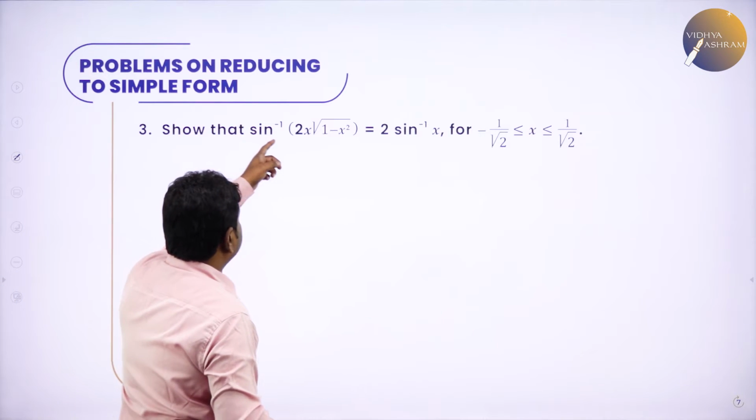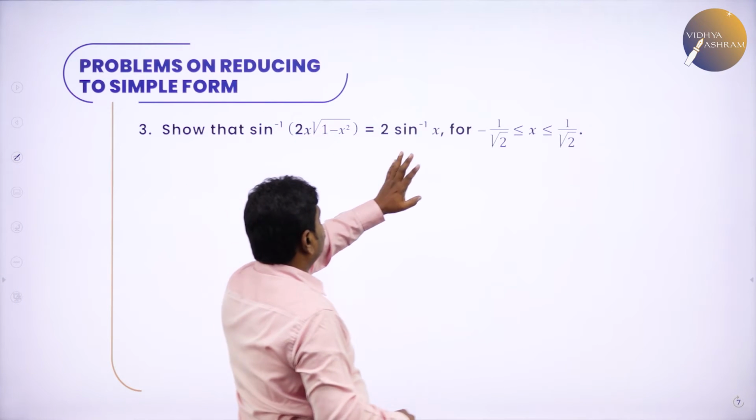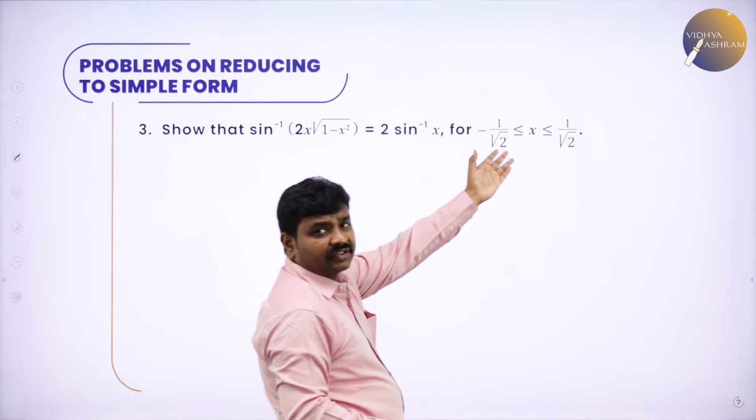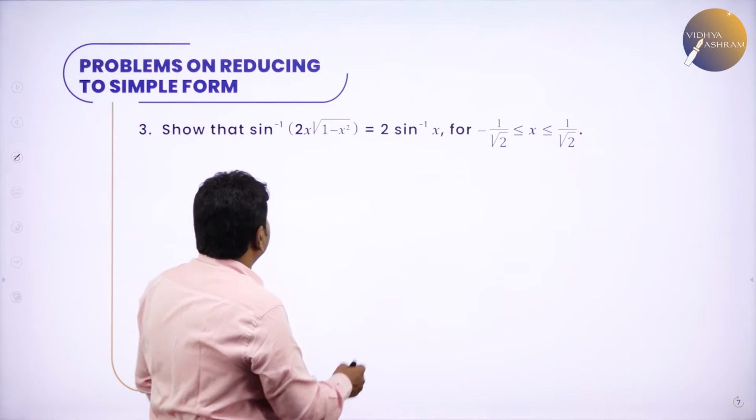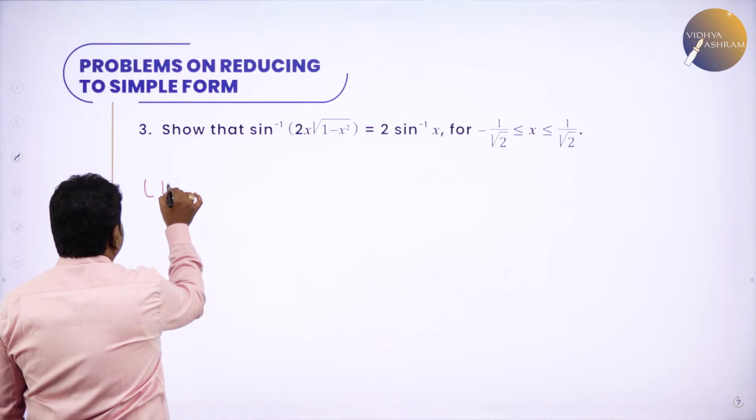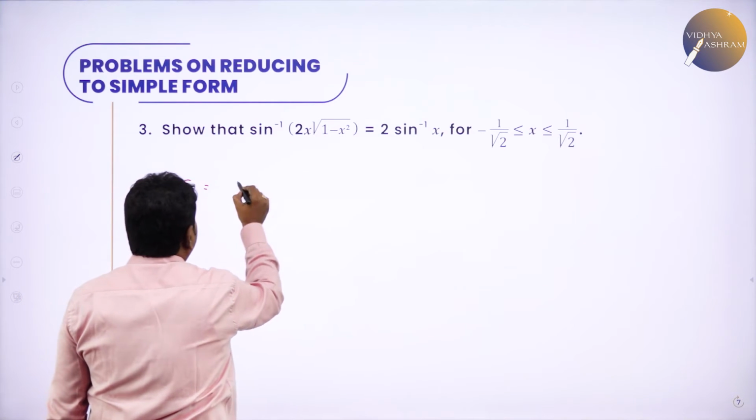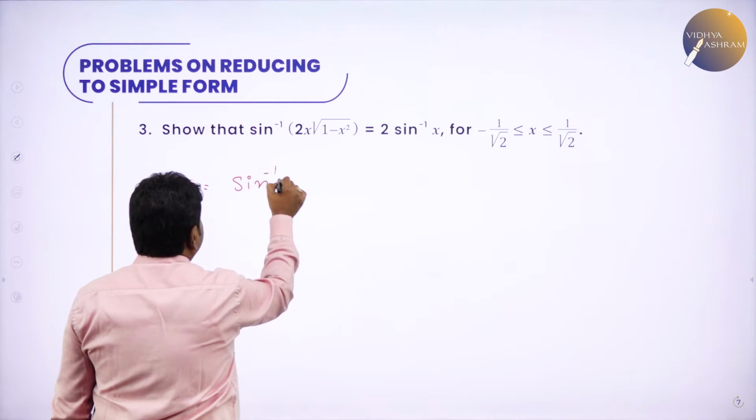Show that sin inverse of 2x root of 1 minus x square is equal to sin inverse x. They give values of the x domain. So we need to prove this. See, the proof is interesting. We will take the LHS. I told you the LHS is a little complicated. Take that and arrive at the RHS.